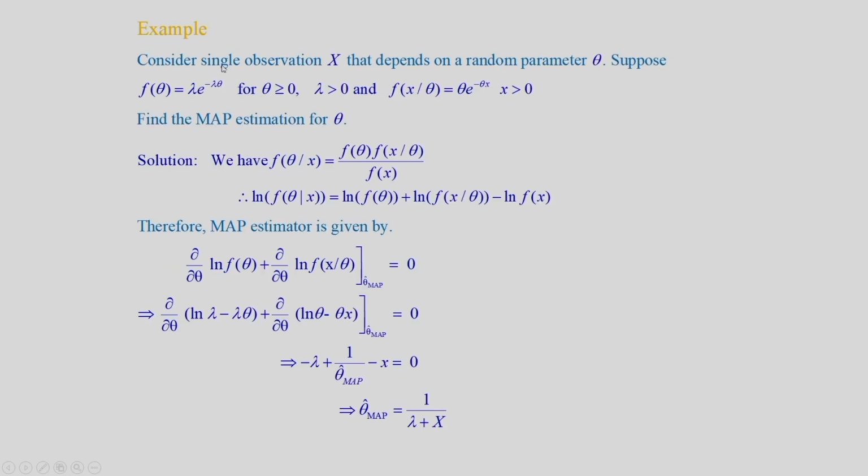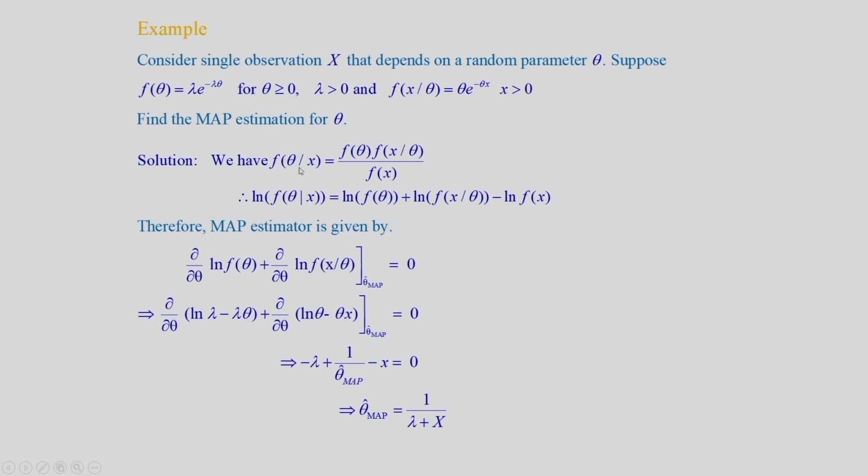Example. Consider a single observation x that depends on a random parameter theta. Suppose f theta is equal to lambda into e to the power minus lambda theta, for theta greater than or equal to 0 and lambda greater than 0. And the likelihood f x given theta is equal to theta into e to the power minus theta x, x greater than 0. Find the MAP estimator for theta. Here lambda is assumed to be known.